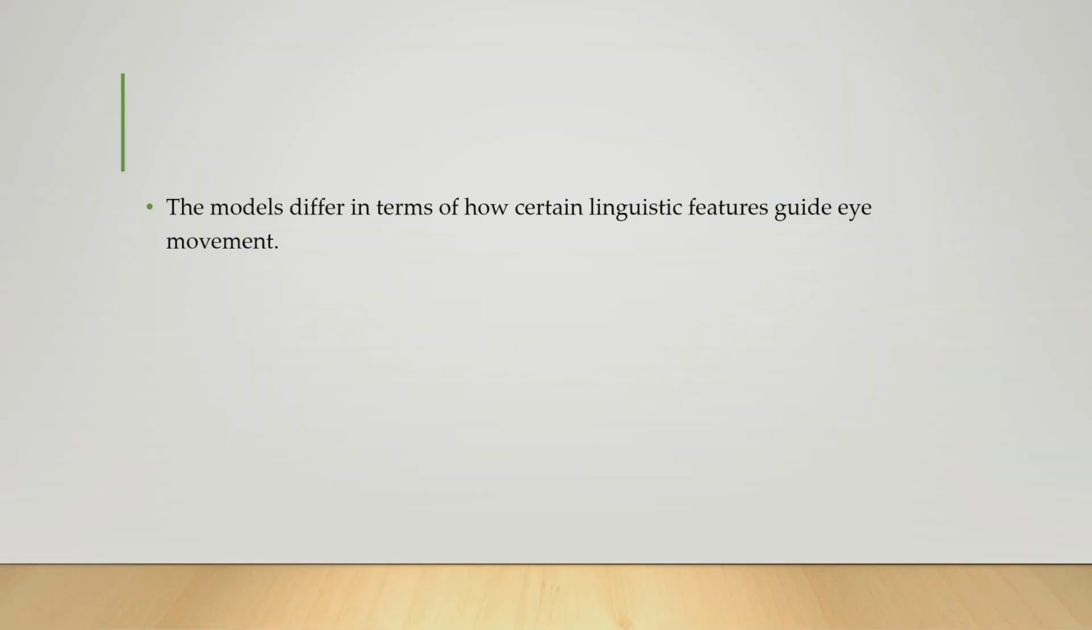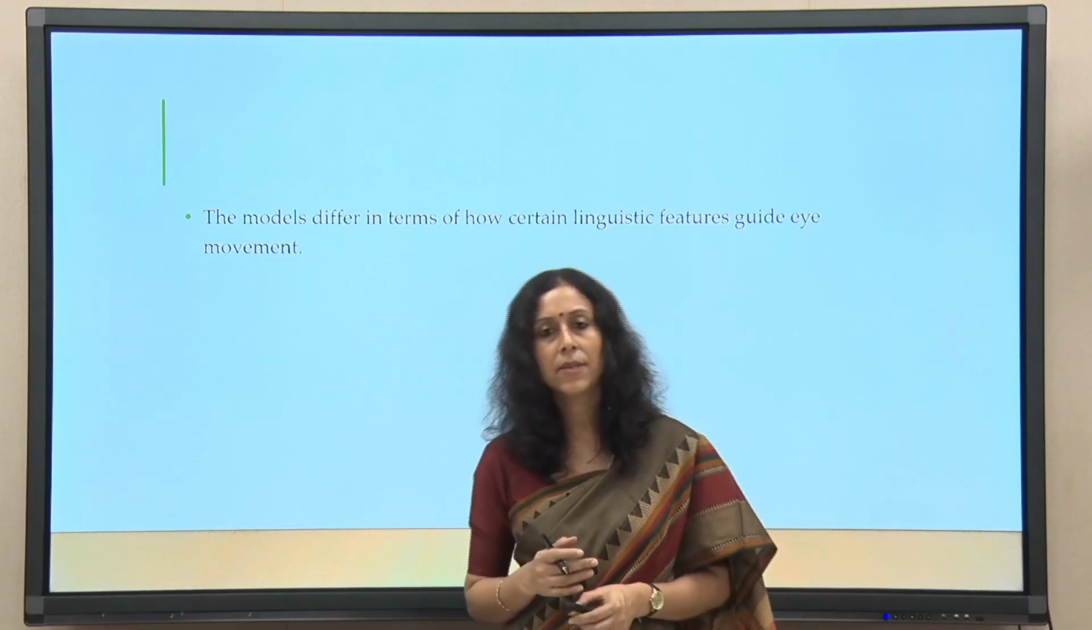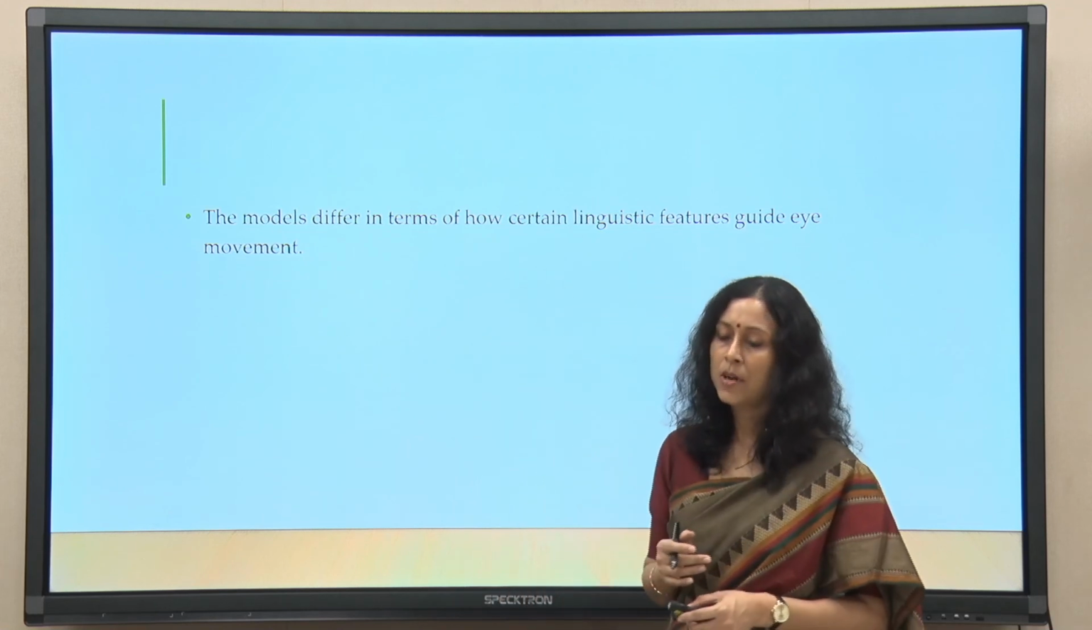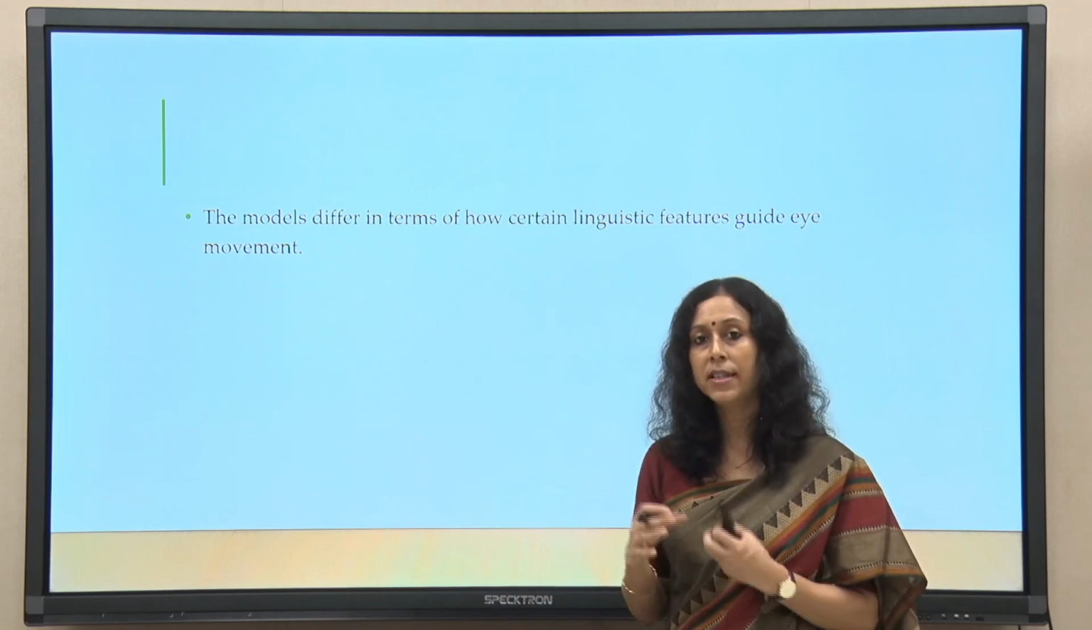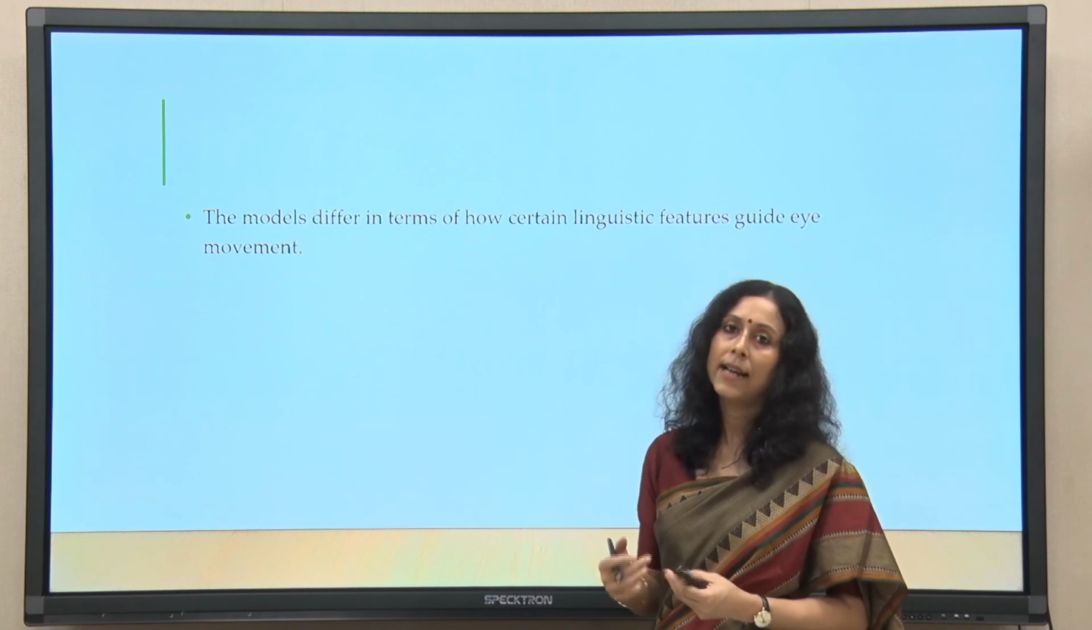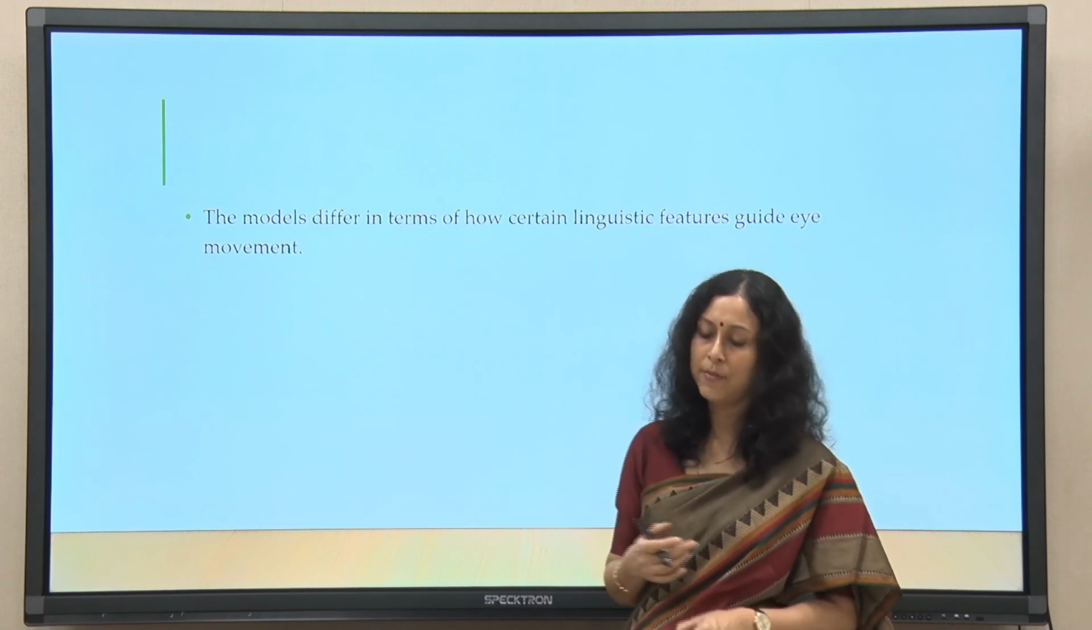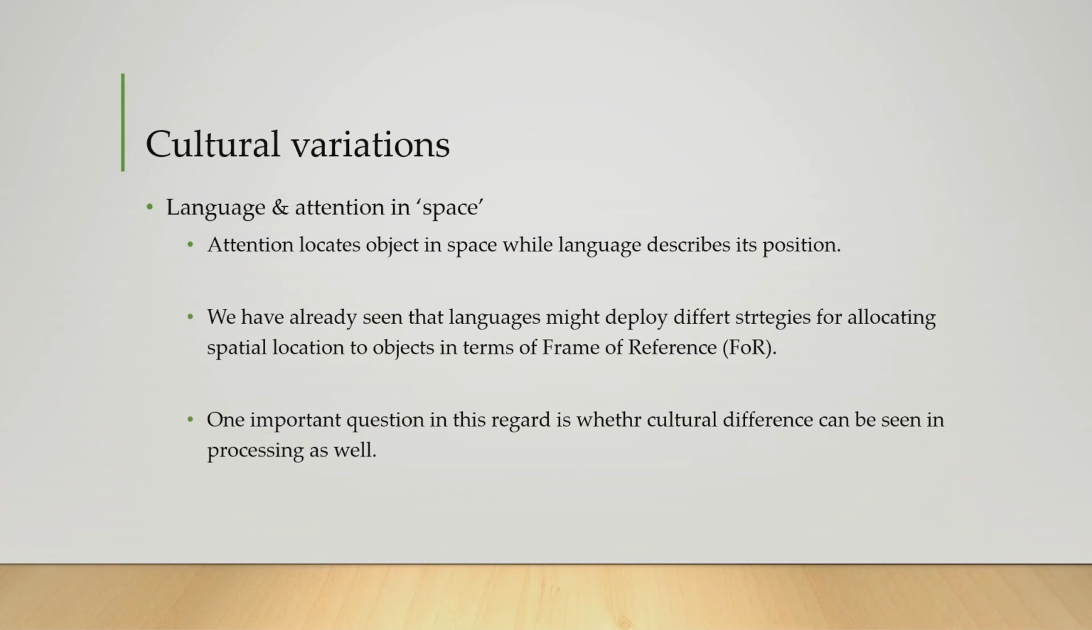So, the models differ in terms of how the linguistic features guide eye movement. This is the basic difference between these two models: how linguistic features in the given stimulus can have different modulations on the eye movement as it is employed in processing. Yet another interesting area within language, attention and language processing is that of cultural variation.